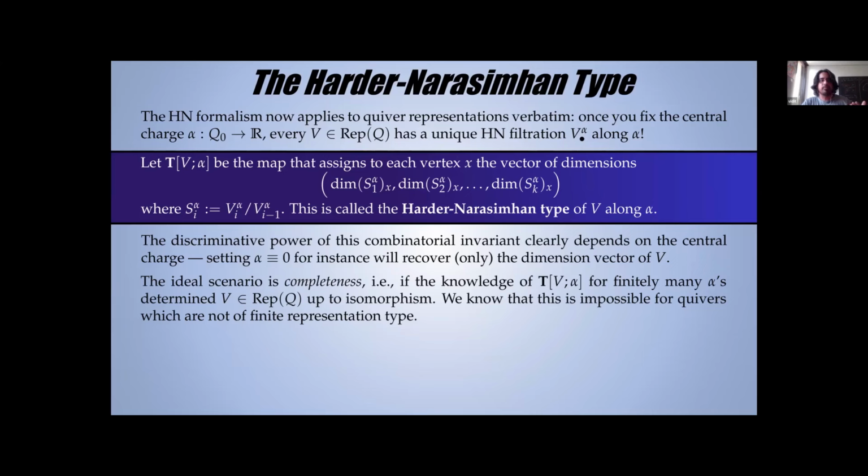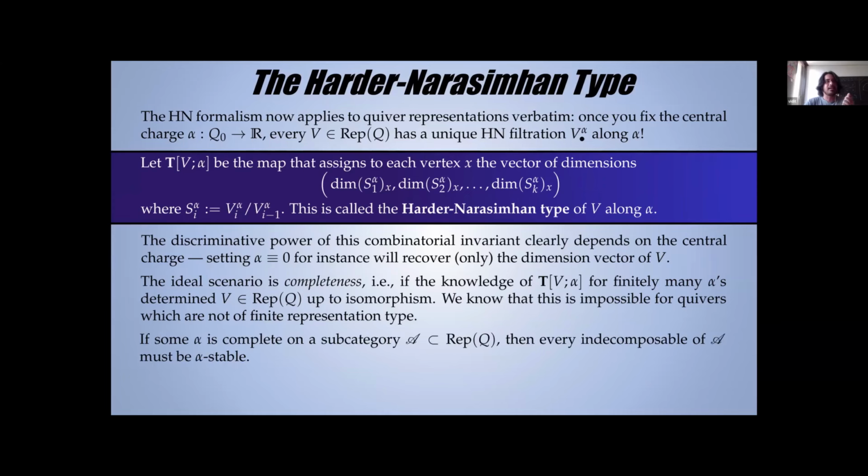I know no combinatorial invariant is going to be complete on the full multi-parameter persistence models, but the part we really need is that if alpha is complete on some subcategory of the category of representations of the quiver, then every indecomposable must be alpha stable. So this is something you can prove by looking at short exact sequences and using additivity. So I'm not going to tell you how to prove this. It is in the paper. It's not very complicated, but this is the tool.